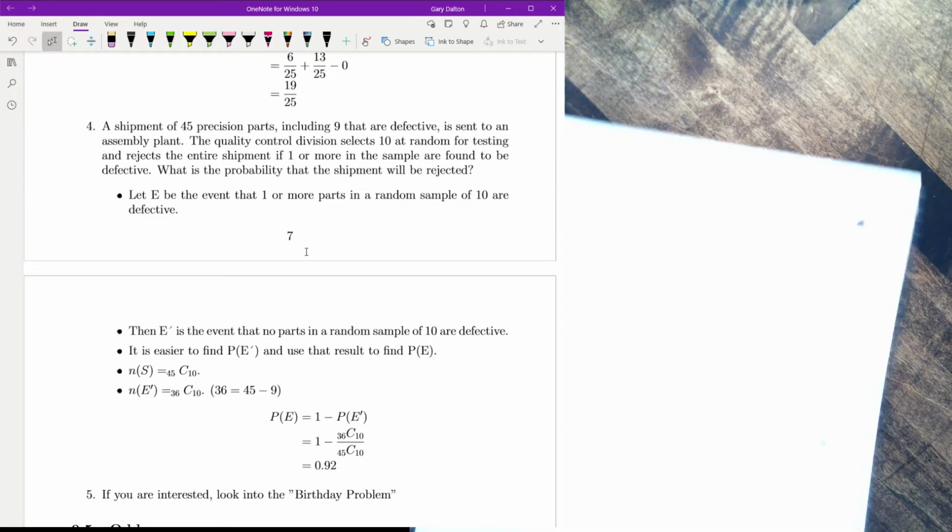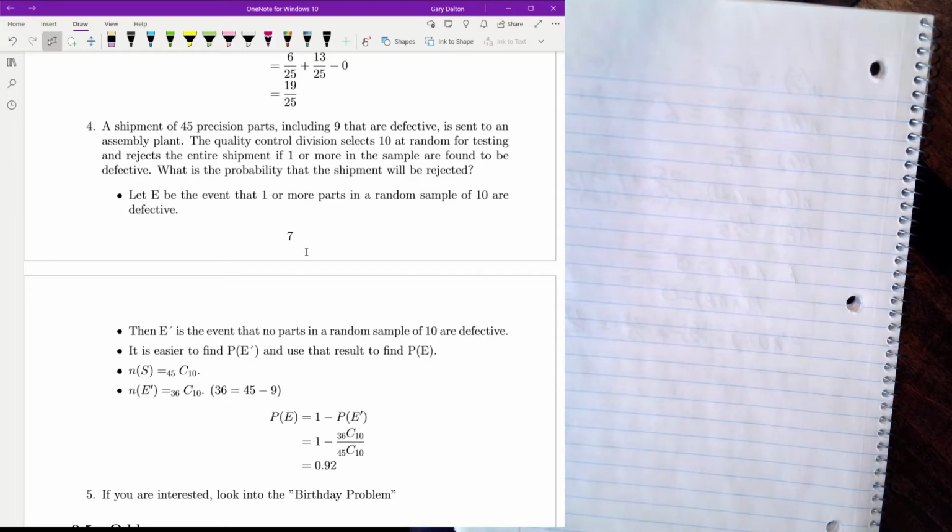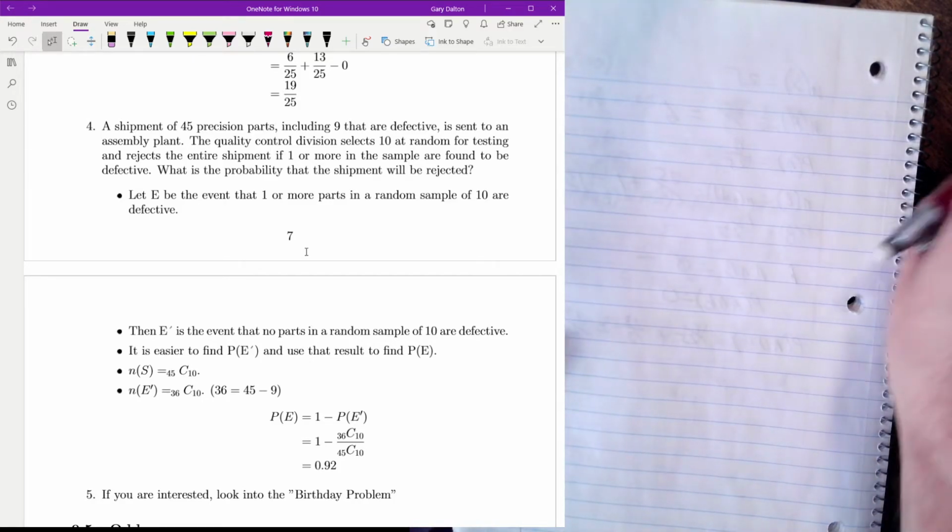So far we've demonstrated union, both disjoint and with an intersection, and also a complement. And now we'll do more of an application problem and show you how to set that up.